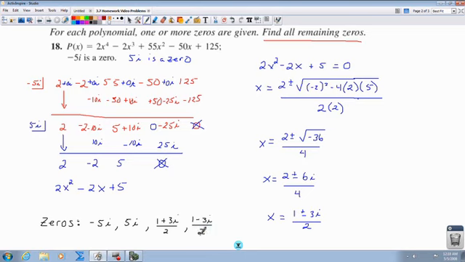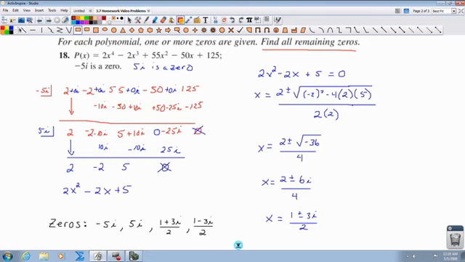Now if you notice at this point, we have 1, 2, 3, 4 zeros. The degree of the polynomial from the very top was 4, and that makes sense as to how many zeros we're supposed to have for this particular question. And that completes number 18. Now I'm going to box this answer down here nice and neat. And it looks just like this. And it's complete.